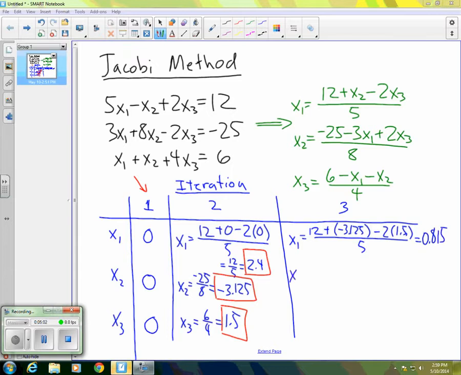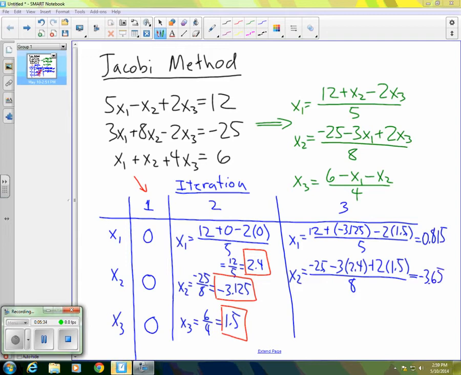For our x2 the next time around, we take negative 25 minus 3 times our previous x1, which is 2.4, plus 2 times our previous x3, which is 1.5. And that all is divided by 8. And when we do that, we get negative 3.65.